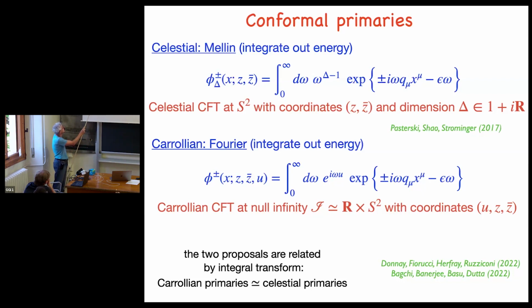So here you have a space in the delta space. This is a complex variable, and in the delta space you can obtain this u dependence through an integral transform. So in other words, here you have this coordinate z and z bar and delta, and here you have z and z bar and u. So you don't lose information by doing this.